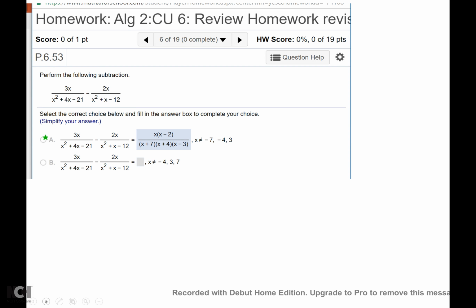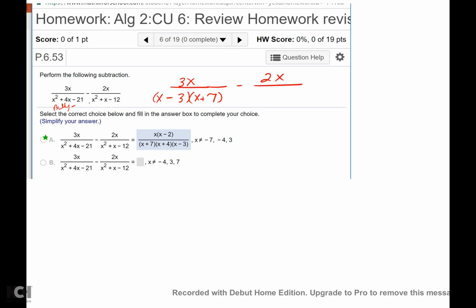Alright, so this one they want me to subtract, and the denominators do not match. So my first step is to factor every denominator. So I've got 3x over, should be an easy factor. Factors of 21 that make 4 would be 3 and 7. C is negative, so only the bully gets the plus. 3 is going to get the minus.